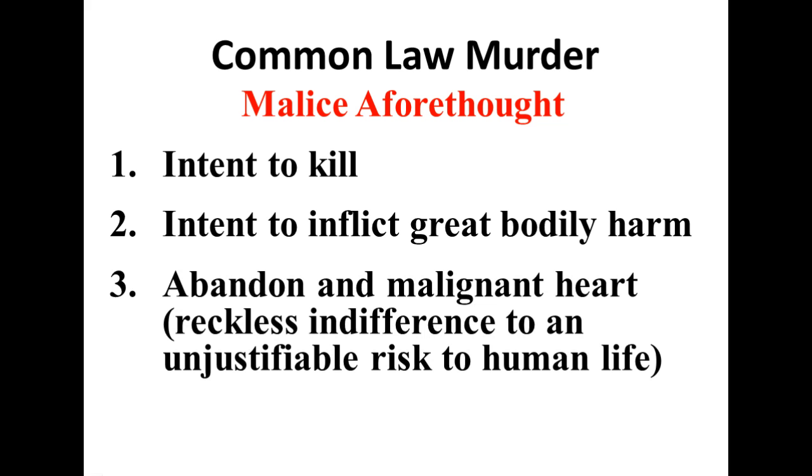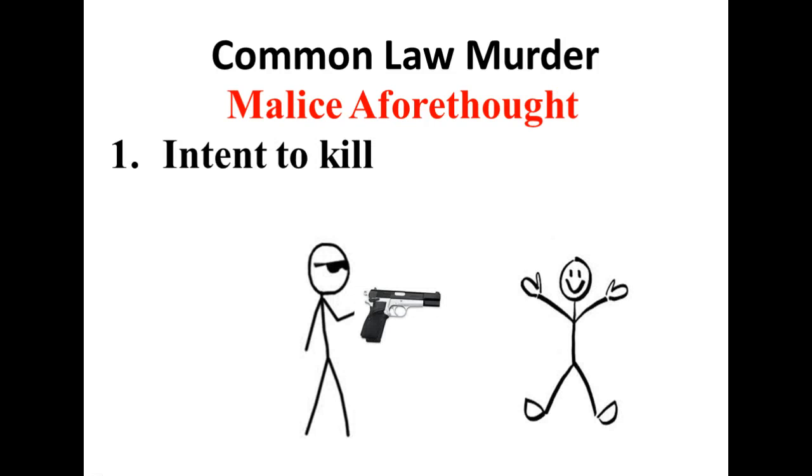The third element is what's known as abandoned and malignant heart murder. It is a form of reckless indifference to an unjustifiable risk to human life. So it is a high risk-taking form of murder. And finally, you have felony murder. This video will look at the intent to kill and felony murder in further detail. So let's take a look at examples of these four different kinds of malice aforethought.